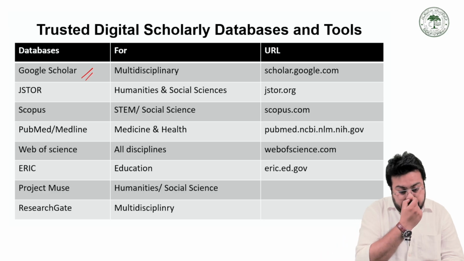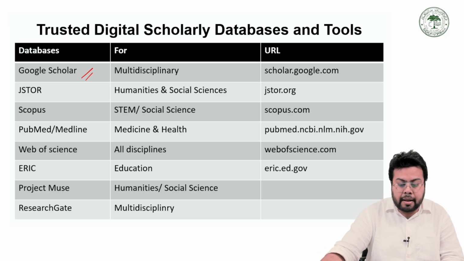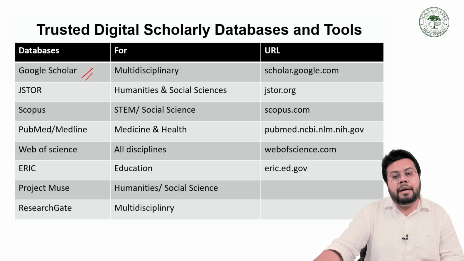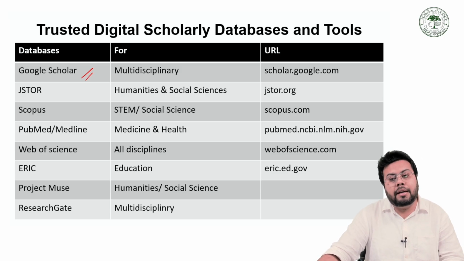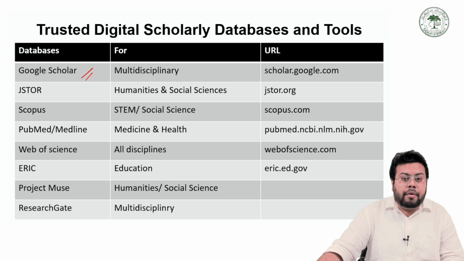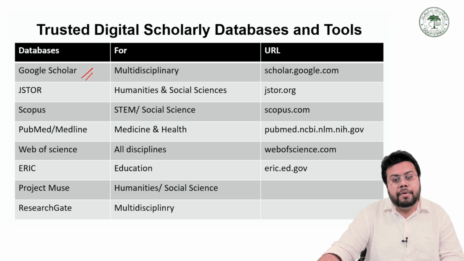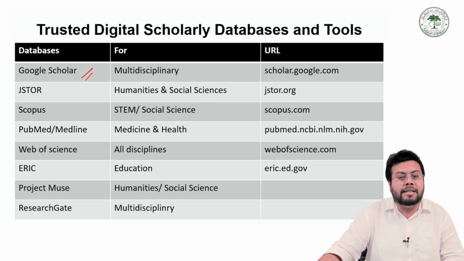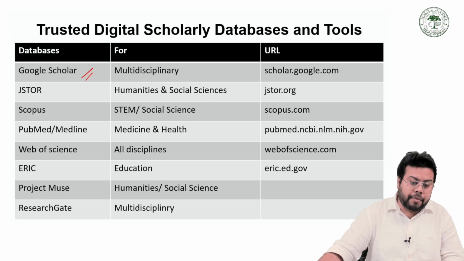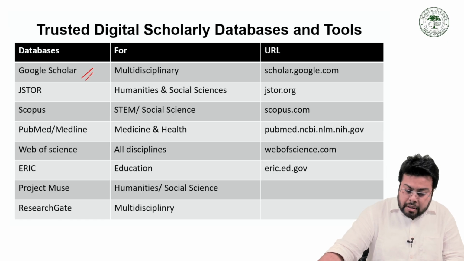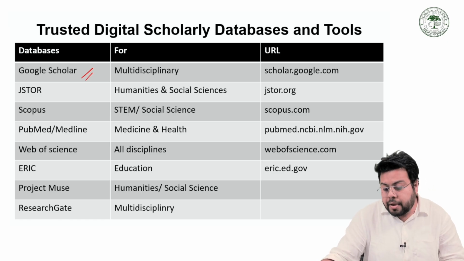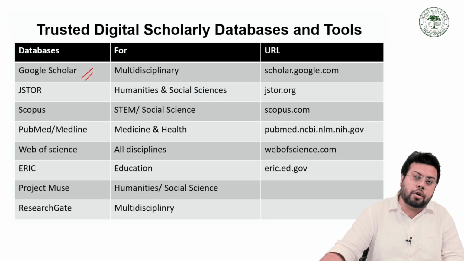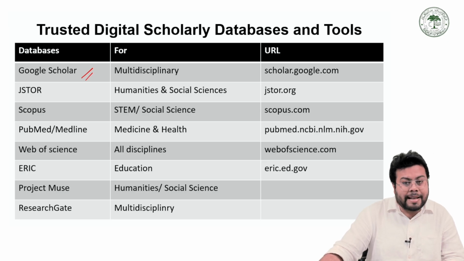Another one is PubMed or MEDLINE, which is for medicine and health. Now, PubMed MEDLINE is the premier database for biomedical and life science literature, run by the National Library of Medicine. Then we have Web of Science, which is for all the disciplines. It has a subscription-based model. It is good for citation tracking and impact factor analysis. And of course, I'm sorry, I forgot, the URL is webofscience.com.